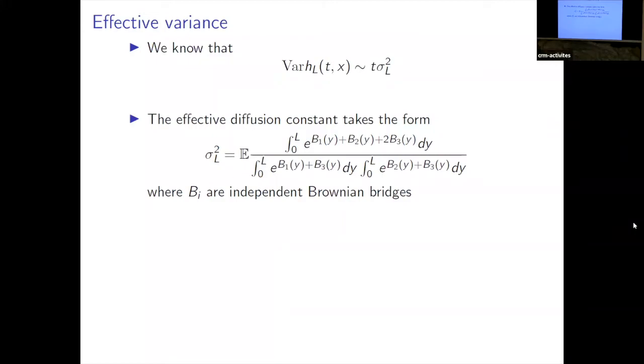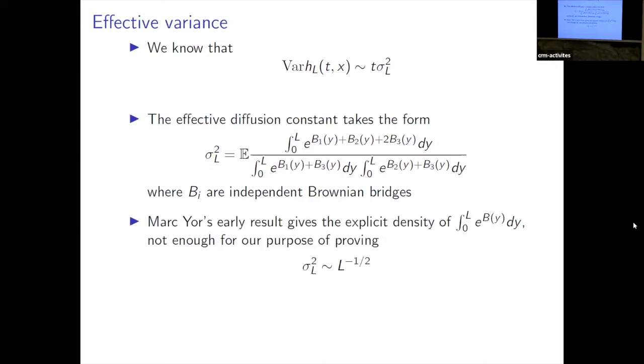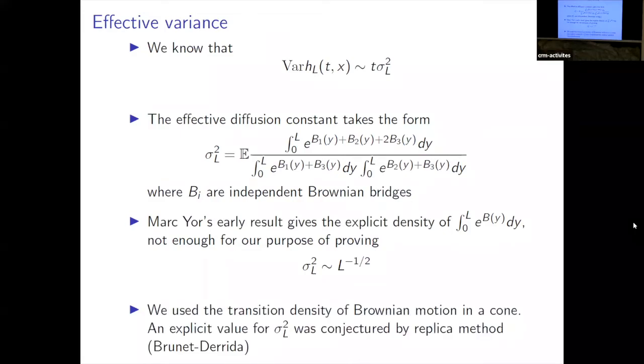To show the decay here is the most difficult part of the paper, actually. The rest of the paper is like 5 pages. This one is 25. There's an early result by Matsumoto and Yor, which gives you the explicit density of random variables of the form e to the integral of B. But we have correlated boundary bridges, so we don't know how to use that result. As I mentioned, it's 25 pages, so it's pretty complicated. But there's an explicit value of sigma squared that is conjectured by the replica method. So how do you prove it takes that form?